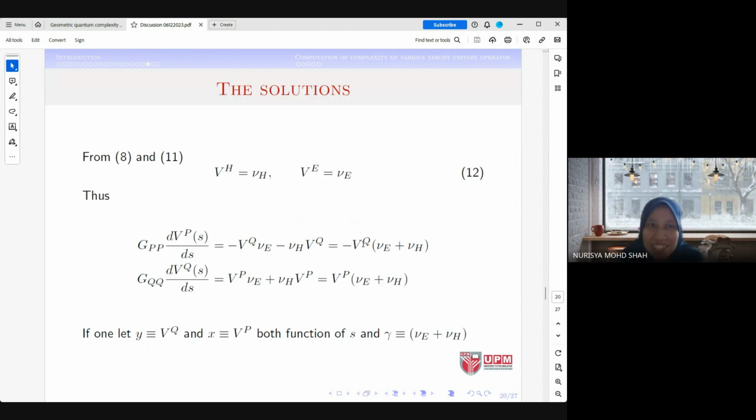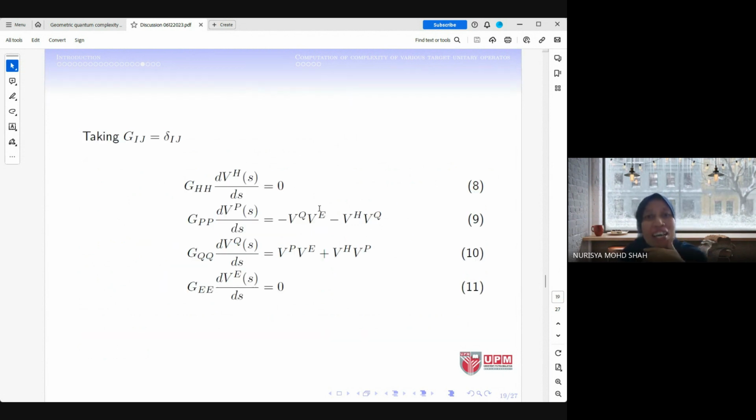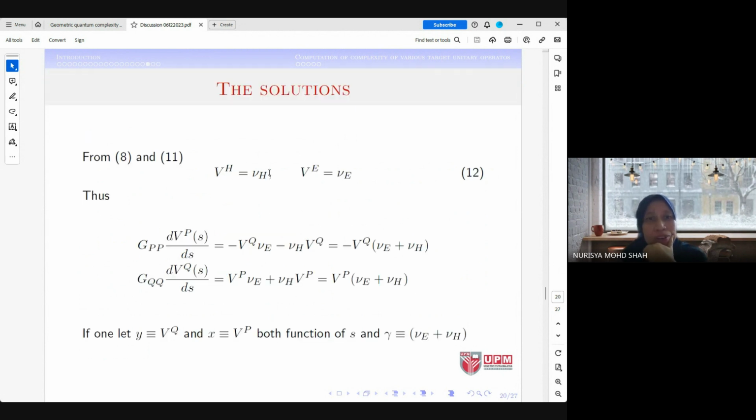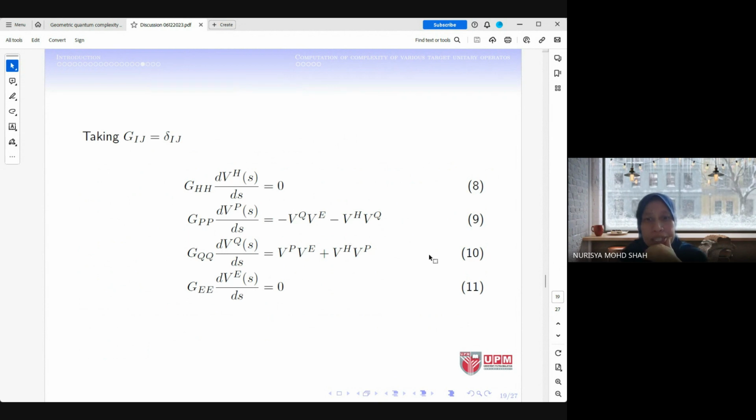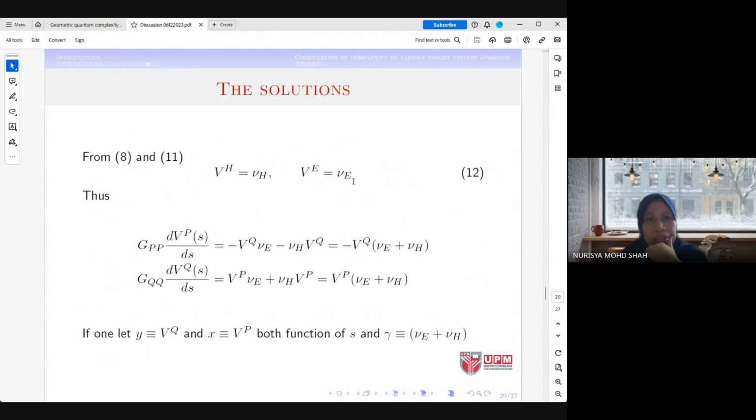Anyone? So it will be just some constant. Okay. So you have 8 and 11, because whatever gives you some constant, using nu H and nu E. So you end up with 9 and 10. And since they are constant, you just substitute accordingly into 9 and 10, and then you can have, in brief, these two terms with respect to GPP and GQQ. So you have 2 sets of linear equations in terms of differential form.